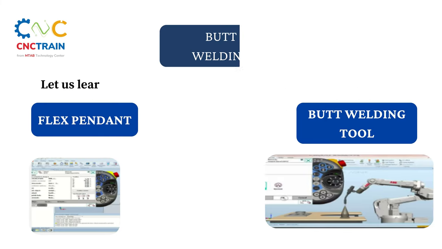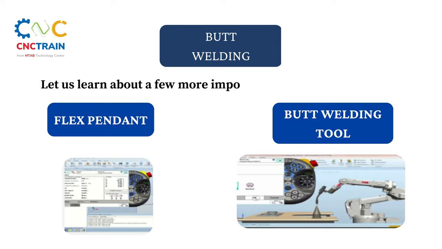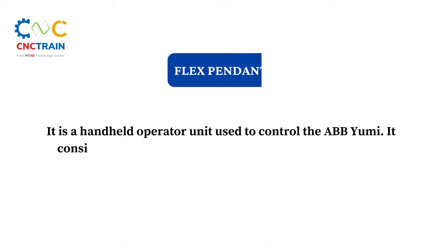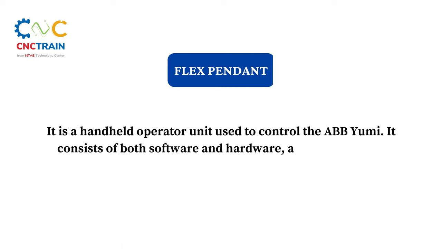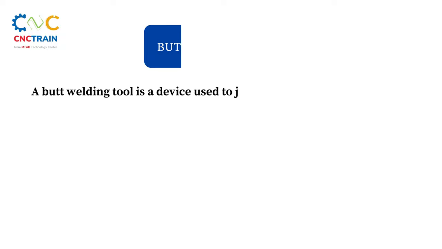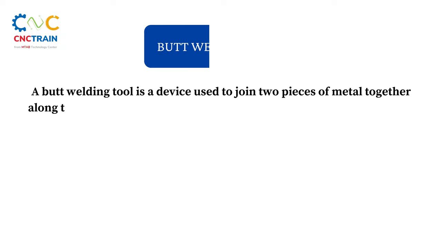Let us learn about a few more important terms, flex pendant and butt welding tool. Flex pendant, it is a handheld operator unit used to control the ABB robot. It consists of both software and hardware and is needed for performing any operations of the ABB robot, changing and executing programs. A butt welding tool is a device used to join two pieces of metal together along their edges.